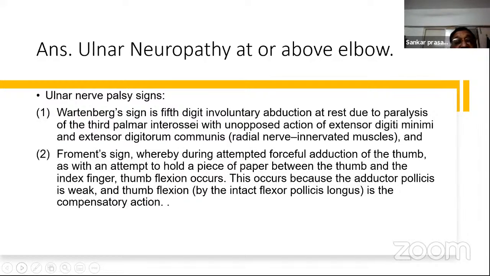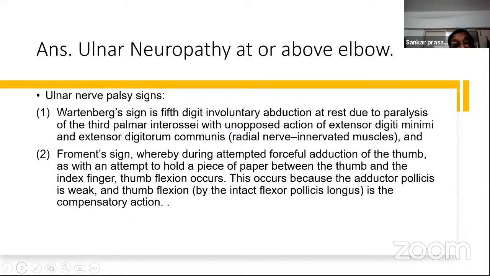So the Wartenberg sign is the fifth digit involuntary abduction at rest due to paralysis of the third palmar interosseous with unopposed action of extensor digiti minimi and extensor digitorum communis, which are radial innervated muscles. That is one sign which you should remember.